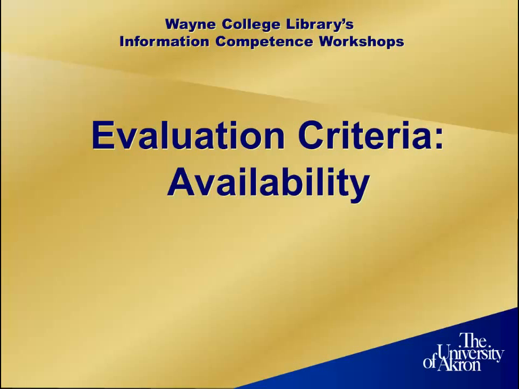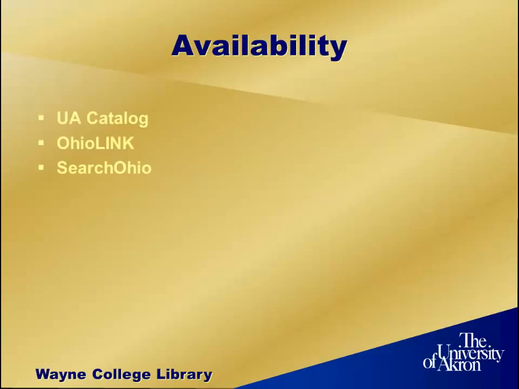In this tutorial, we will take a look at the first evaluation criteria, availability. Availability should be the first thing on your mind when you try to find resources. You need to be able to actually access the resource itself in order to do your research, and finding out where you can get the resource is an important first step.